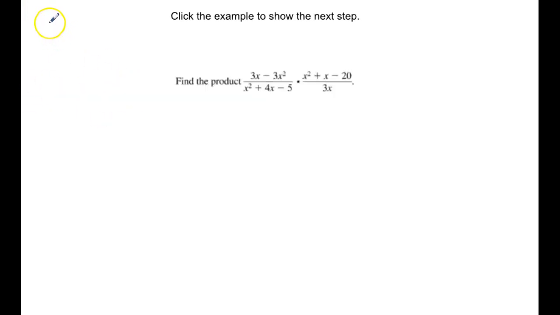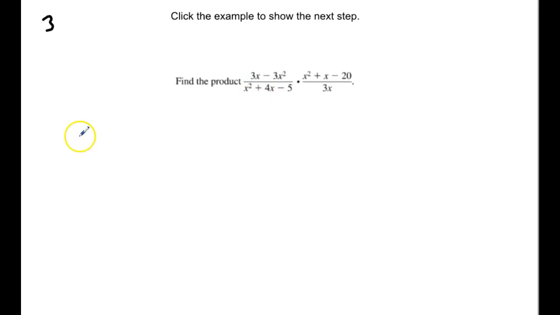So here's a little bit more complicated one. So this is example number 3. Okay, there are several ways that you can do this, but the easiest one is to do our factoring first. Okay, so I first want to factor everything that I can. So let's look at the numerator of this first term.